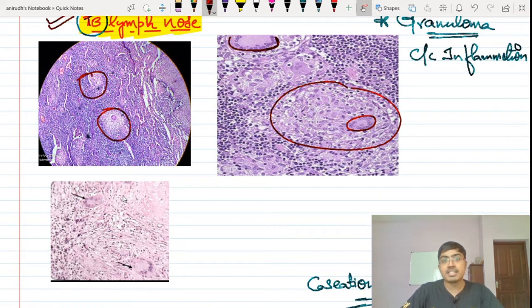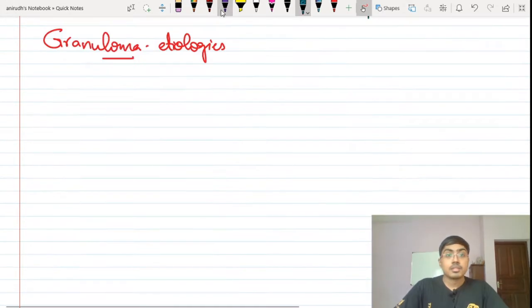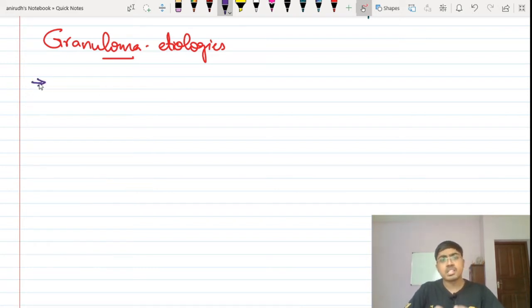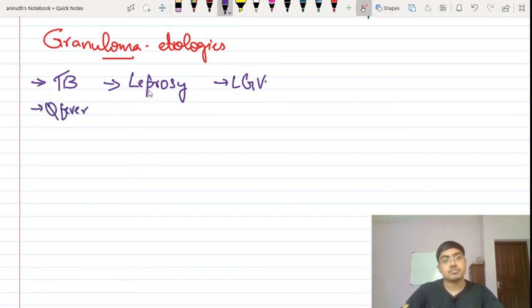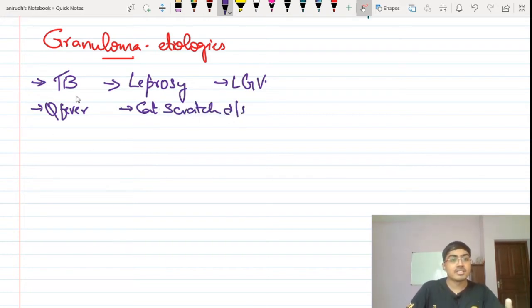Let us talk about certain basic concepts in general pathology to understand this better. This is a very probable question: etiologies of granuloma. Let us talk about certain infections that can lead to the formation of granuloma. The first thing, how can we ever forget TB? How can we ever forget leprosy? Then there is lymphogranuloma venereum. You can have Q fever, cat scratch disease. So these are certain bacterial infections.